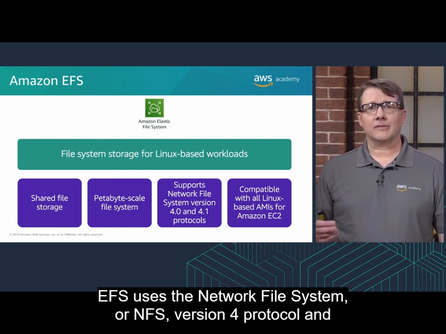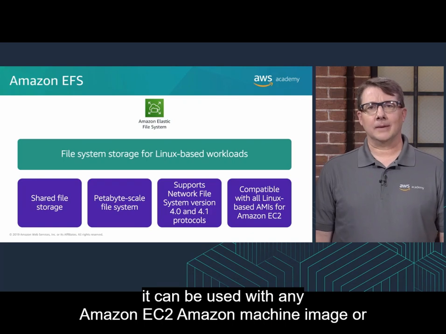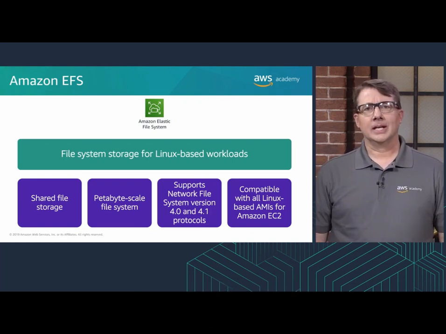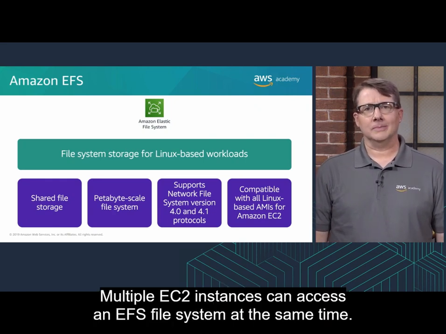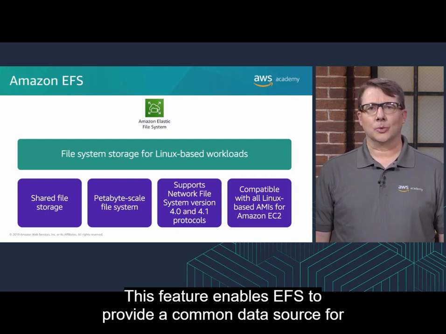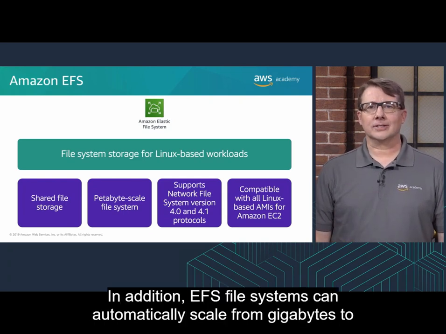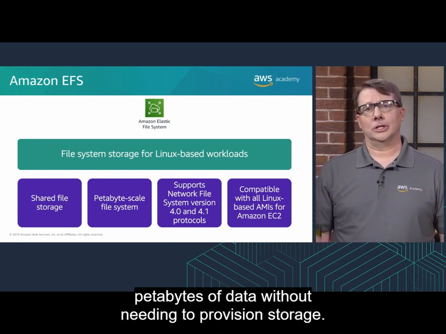EFS uses the Network File System, or NFS, version 4 protocol, and it can be used with any Amazon EC2 Amazon Machine Image, or AMIs, that support this protocol. Multiple EC2 instances can access an EFS file system at the same time. This feature enables EFS to provide a common data source for workloads and applications. In addition, EFS file systems can automatically scale from gigabytes to petabytes of data without needing to provision storage.